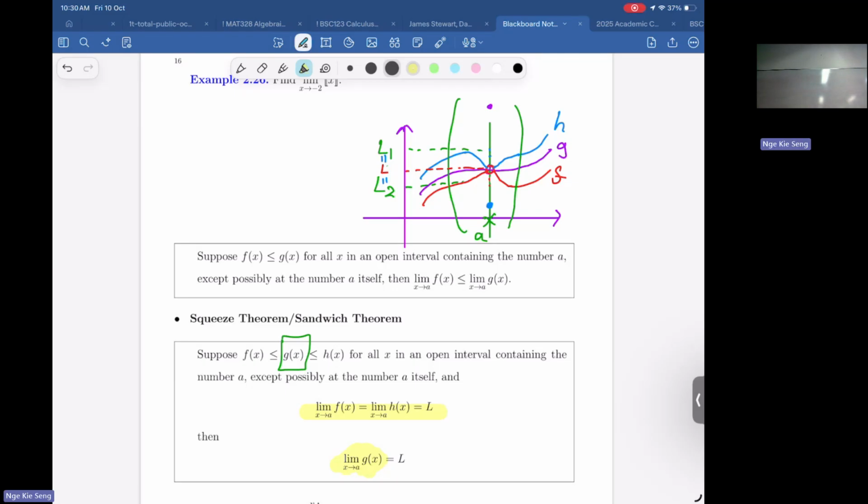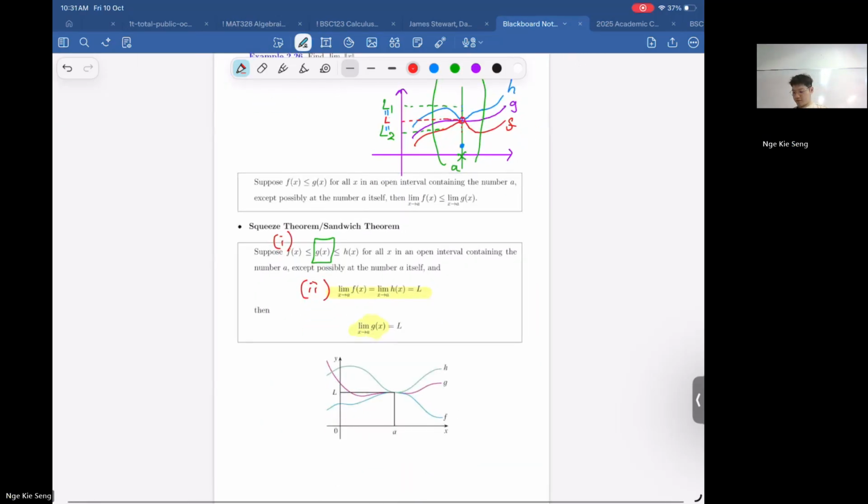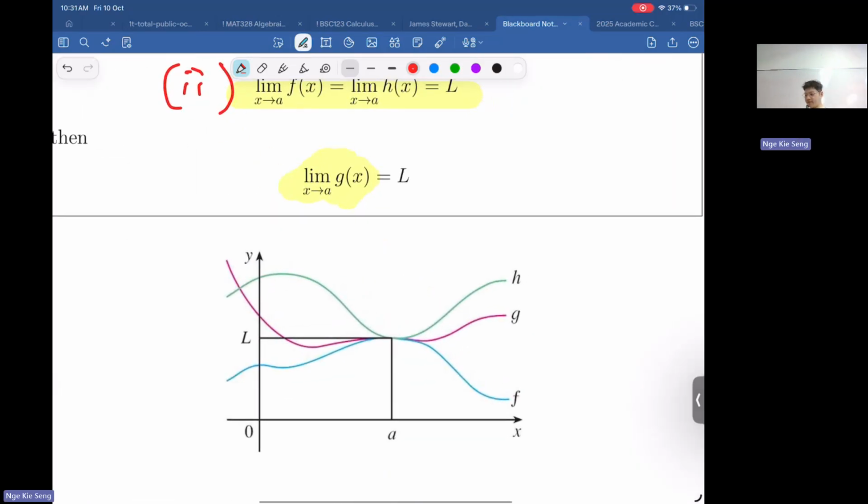So to apply this squeeze theorem, what do you need to know first? There are two things to know. One, you need to know this squeeze property here. Second, you need to know the limit of the greater function and the smaller function. Then you can know the limit of the middle function. Okay, so far so good. So that's why you got this picture here.